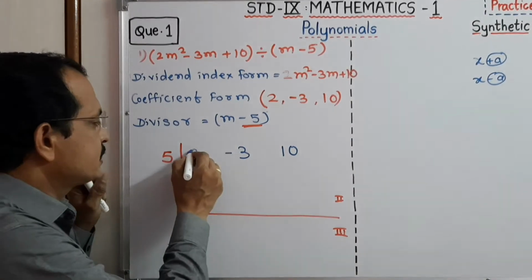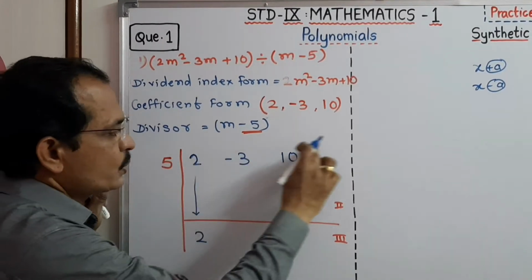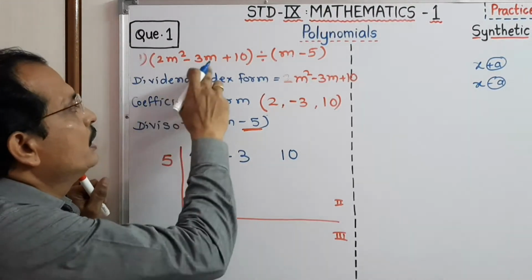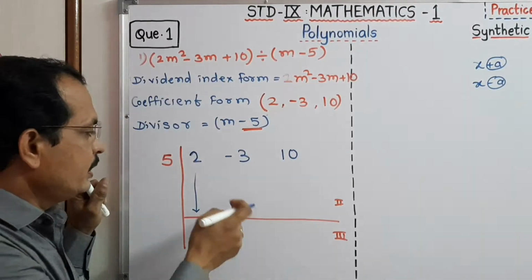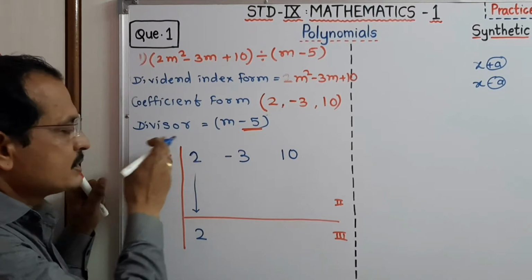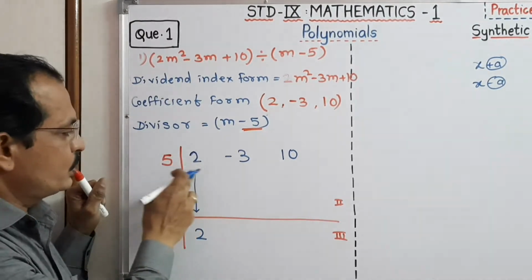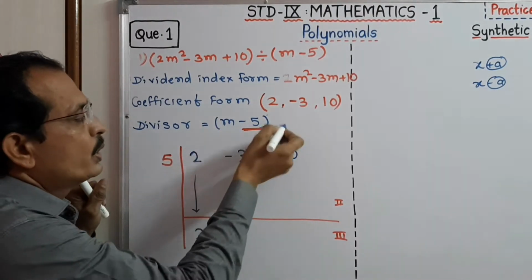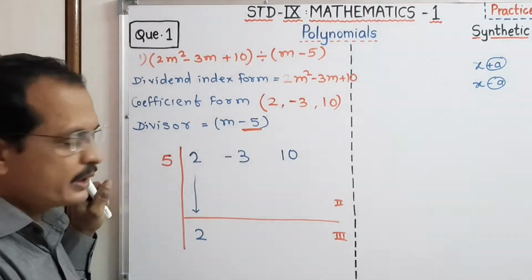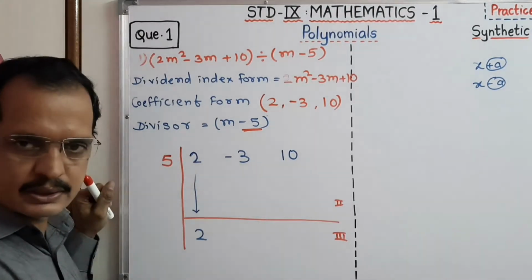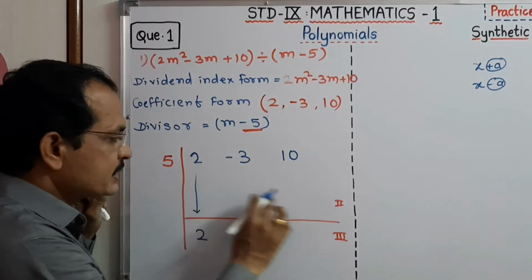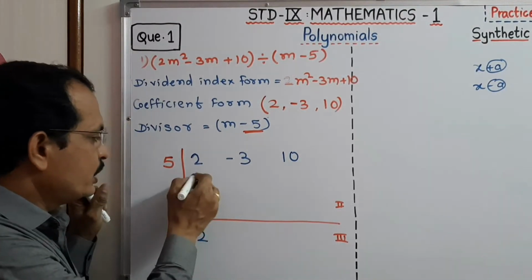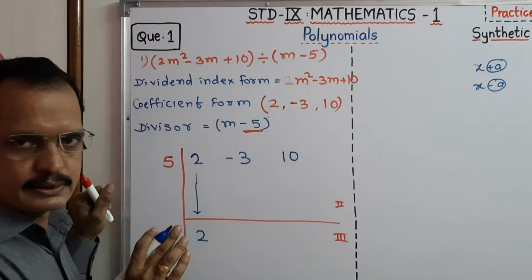Try to understand this. This is the first row. In the first row, we write the coefficient form of the dividend. On the other side of that vertical line, in the first row, we know that the divisor is m minus 5. We have to take the opposite of minus 5, which is plus 5, therefore we have to write here plus 5. Then, in the second row, we do not have to write anything. In the third row, this 2 we have to write as it is.